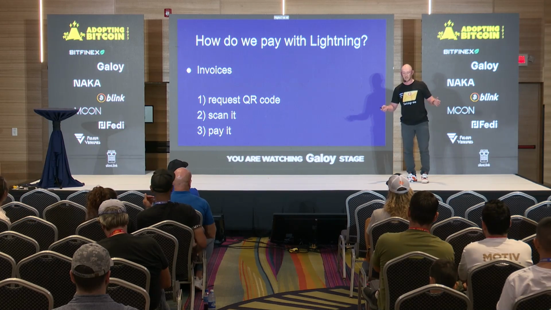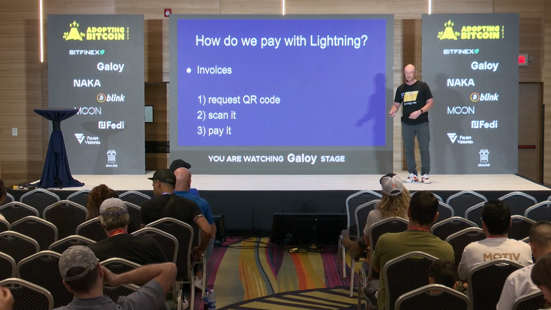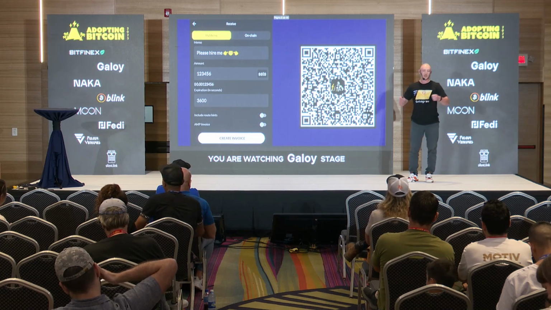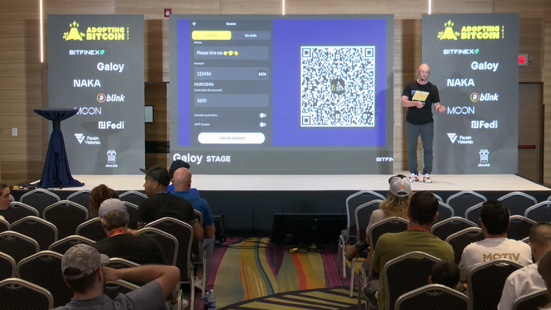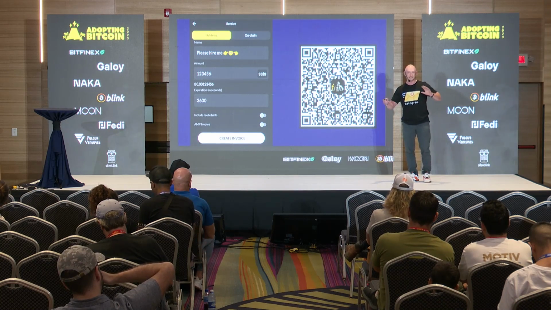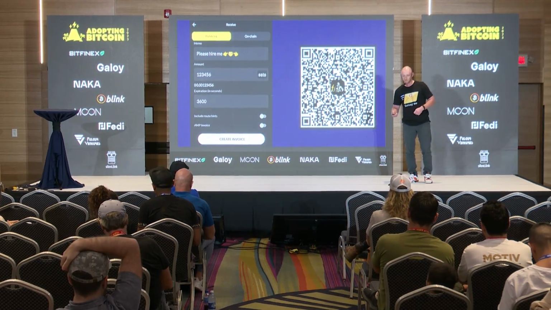Well, what does that look like in Lightning today, right? The traditional payment flow is with invoices. And so what does that look like? Well, I make an invoice, it generates a QR code, I then give it to the person who's going to pay it, they scan it, they pay it. It's kind of clunky UX. So it's not exactly pushing a payment.